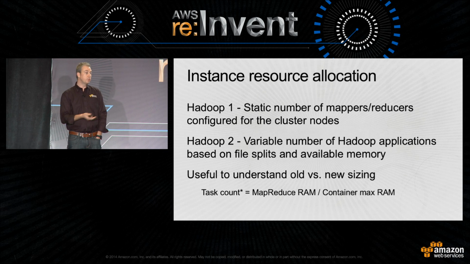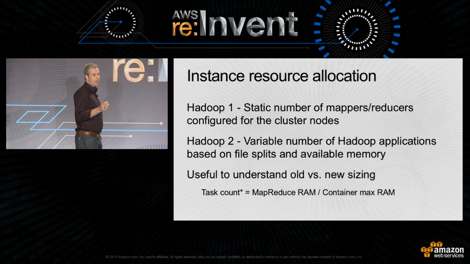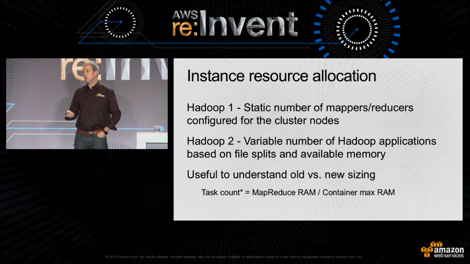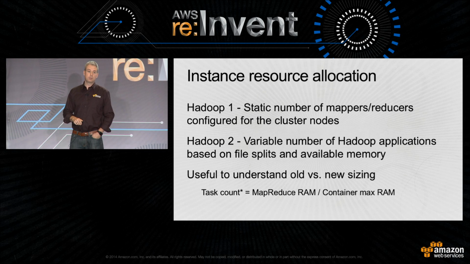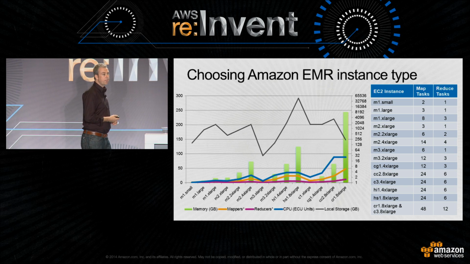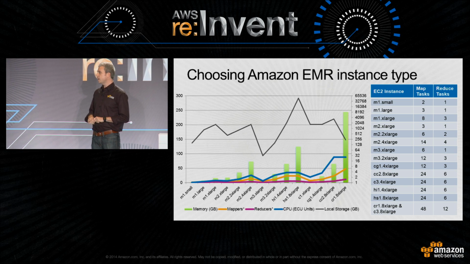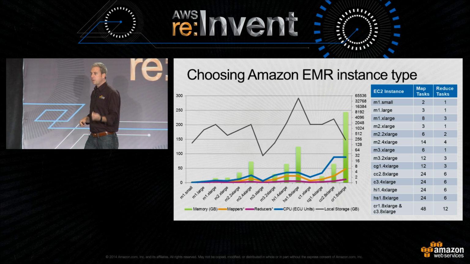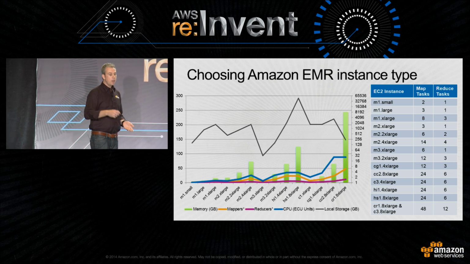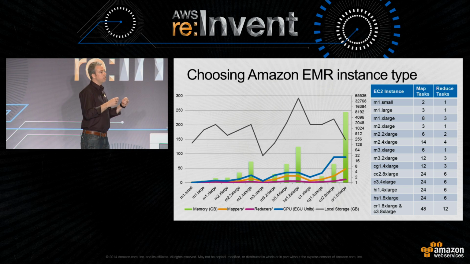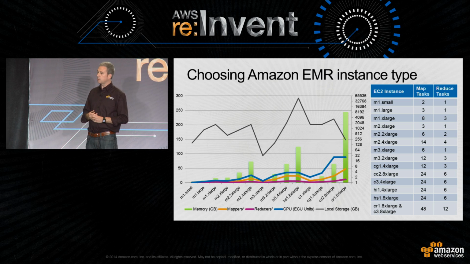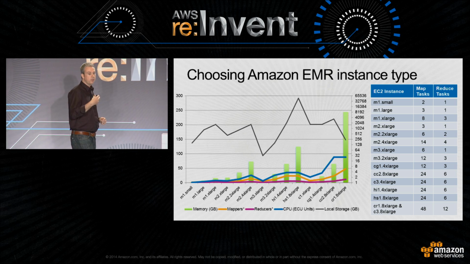And if you have jobs that are memory bound, then we can work out how many tasks we will typically run by dividing the container max RAM by the MapReduce RAM. And this is all documented in the Hadoop 2 AMI reference. This is a very useful thing to keep in mind when we size our cluster, because the capacity of Hadoop is not based upon machines. It's based upon tasks. And this shows you a table of how the number of map or reduce tasks in Hadoop 1 will map onto the different instance types, as well as things like CPU capacity and storage.